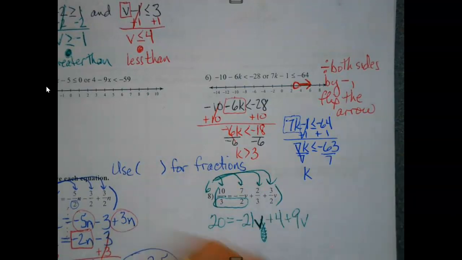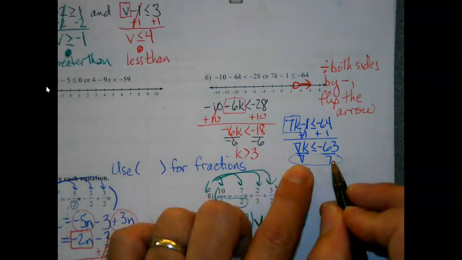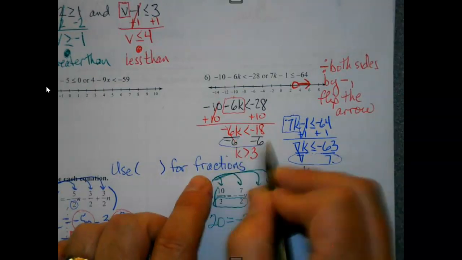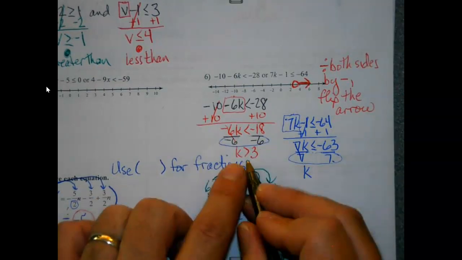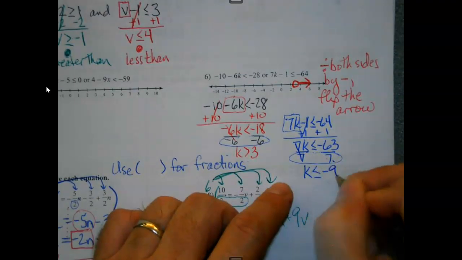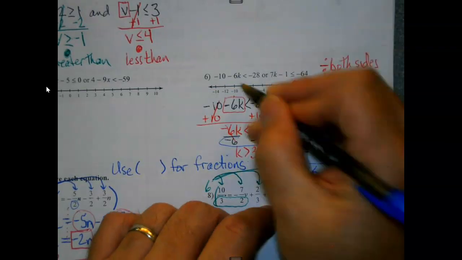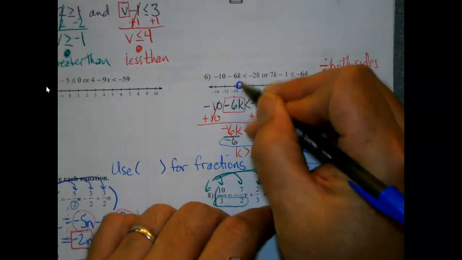No, because here, I'm not dividing by a negative, okay? Here, we divided by a negative. That's why I had to flip it. Not dividing by a negative there. That one stays the same. That's a little bit interesting of an idea here.